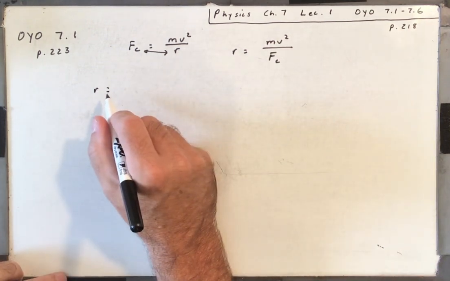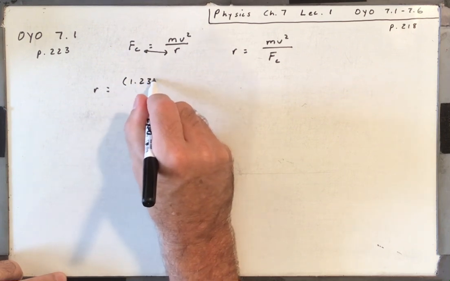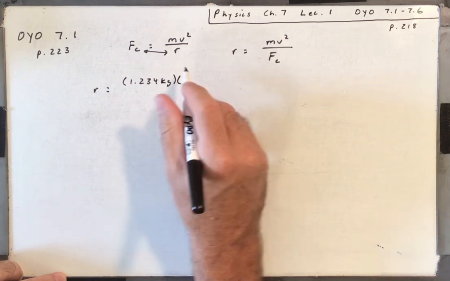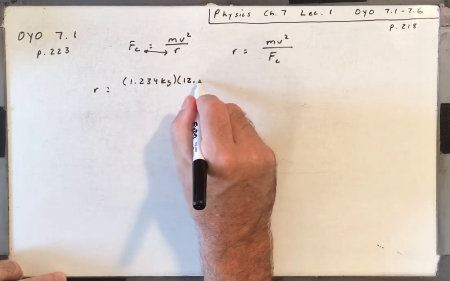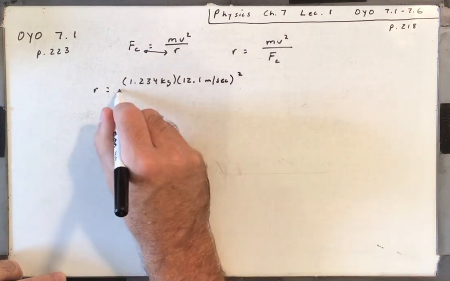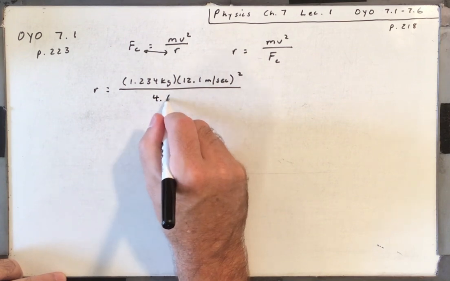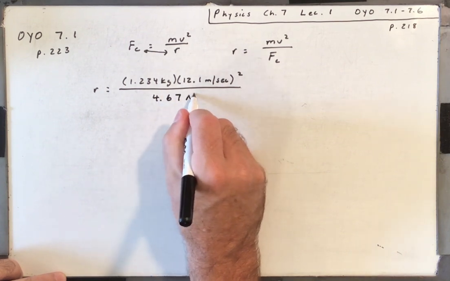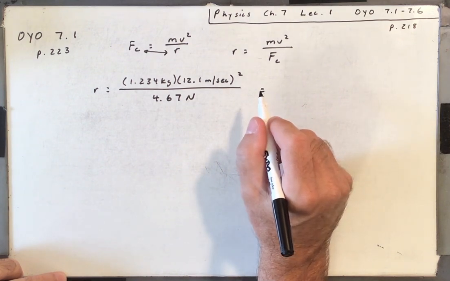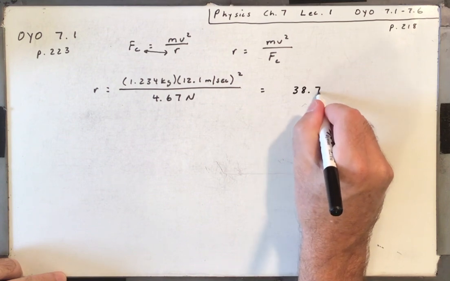So let's just plug the numbers in. The mass is 1.234 kilograms. Velocity is 12.1 meters per second. We don't want to forget to square that. And then our force is 4.67 newtons. If you stick that in your calculator and things don't mess up, you'll have 38.7 meters.